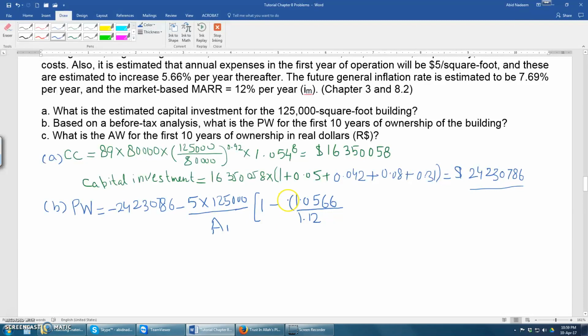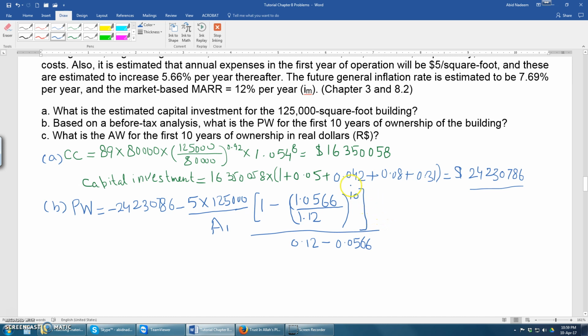So it is 1.12. So this is to the power for how many years? 10 years. And this must be divided by the interest rate 0.12 minus 0.0566. So this is basically the relationship for the geometric series equation.